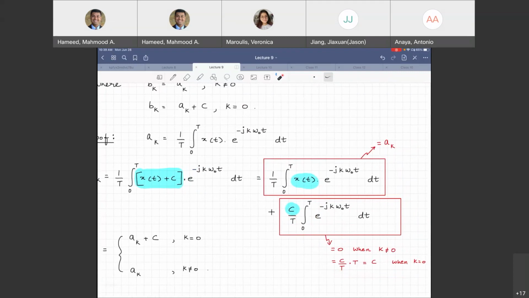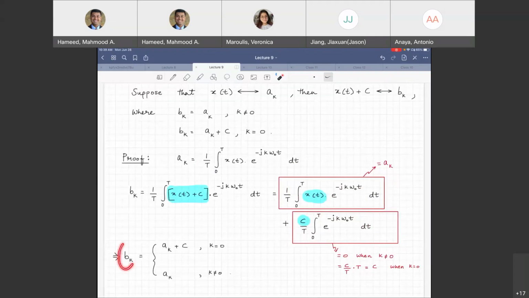So combining these two things, we can say b_k, the exponential Fourier series coefficients of the signal that has been vertically shifted up or down, doesn't matter, is going to equal a_k plus c when k is equal to 0, and it is going to equal a_k when k is not equal to 0.